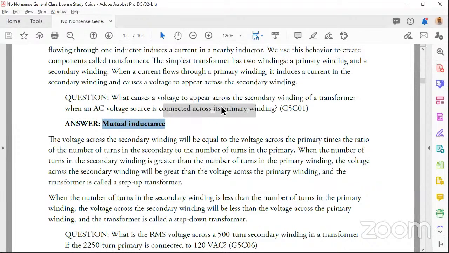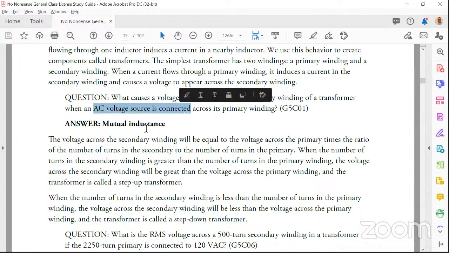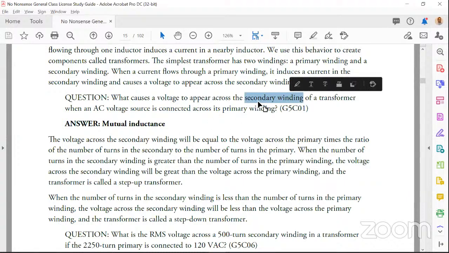So that is the answer as to what causes the voltage to appear on the secondary when you apply a voltage to the primary. Mutual inductance occurs, and therefore the lines of magnetic flux cut across the secondary winding, induce a voltage, and that is what you have on your secondary side through mutual inductance.